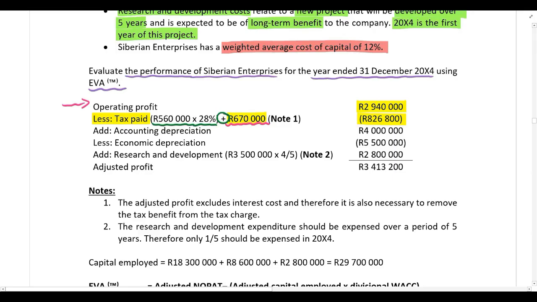Because the logic is I am working with operating profit. Operating profit excludes any interest or finance costs. So I also need to exclude the tax consequences of the interest or the finance costs. So if I'm excluding the tax consequences, the tax expense or the tax that I pay will actually be higher because I won't have that tax deduction for the interest.